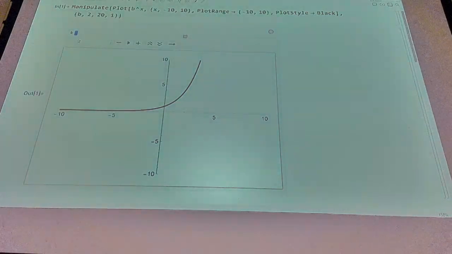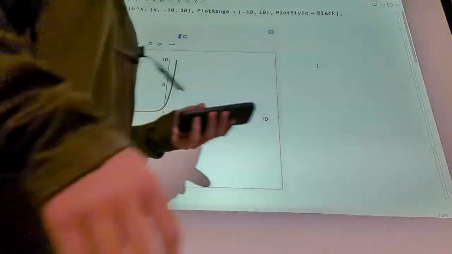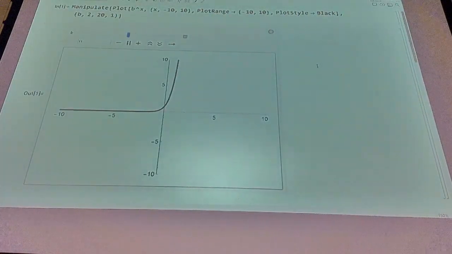So this is the plot of an exponential function starting at 2. We're going to let it increase by 1. Right, so this is just b to the x. And notice how it behaves as your base increases. The general shape itself stays the same, right? All that's happening is that right portion starts to get steeper.